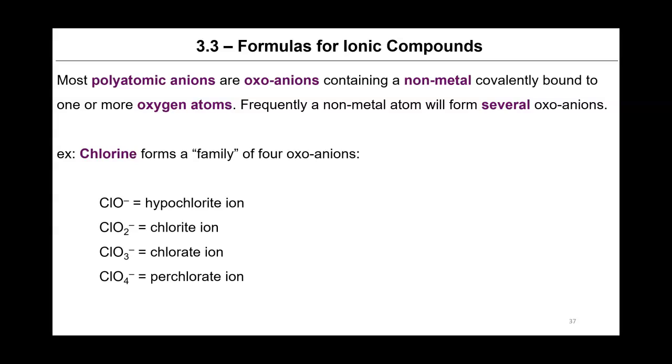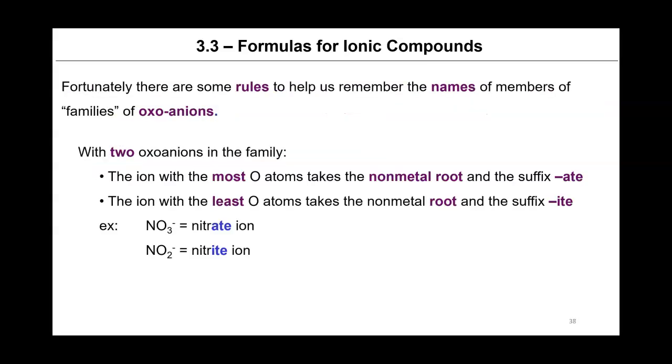As I mentioned, most polyatomic anions are oxo or oxyanions, in which we have a non-metal bound to 1 or more oxygen atoms. Often a non-metal will form several oxoanions. For example, chlorine forms a family of 4 oxoanions, where we have 1 chlorine with 1 oxygen, 1 chlorine with 2 oxygens, 1 chlorine with 3 oxygens, and 1 chlorine with 4 oxygens. There are some rules that can help us remember the names when we have a family of oxoanions like this.